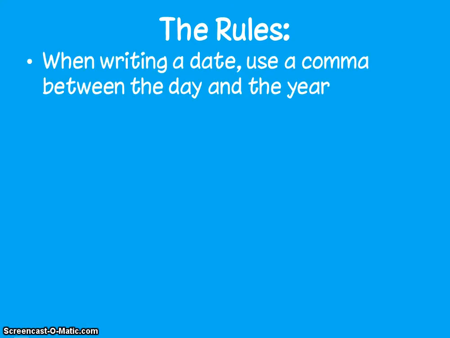So the first one is when writing a date, we need to use a comma between the day and the year. That's especially important. For example, if I were going to tell you when the 4th of July was, I could say the 4th of July is on July 4th, comma, 2015 this year. I need to make sure that I'm separating the date and the day from the year.